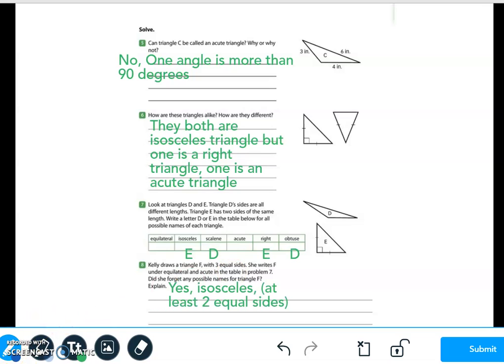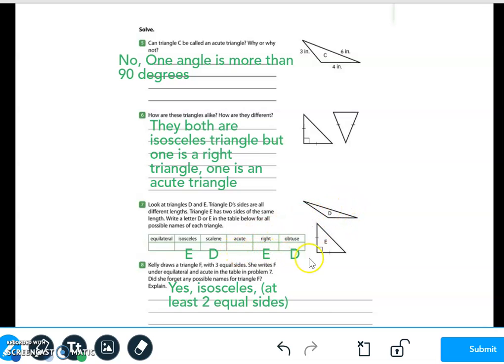For 7, it says which of these is an equilateral? None of these are equilateral because none of the sides are all equal. Isosceles, our lines here indicate that these 2 sides are equal, so E could be an isosceles. Scalene would be D because it doesn't have any lines. It shows us that all of these lines are not the same.